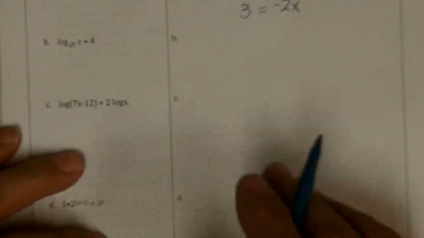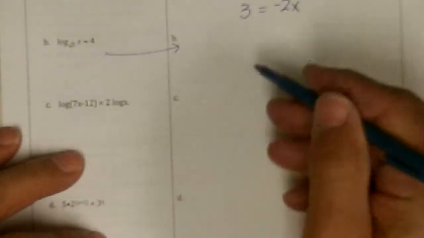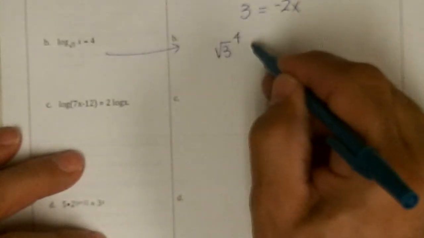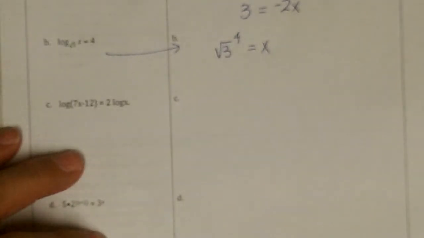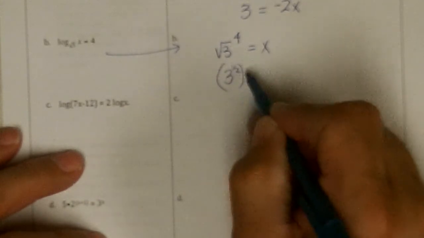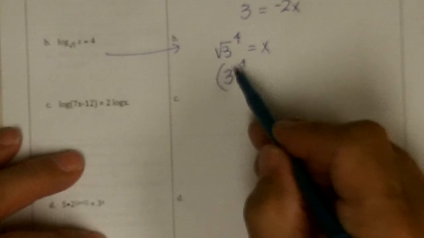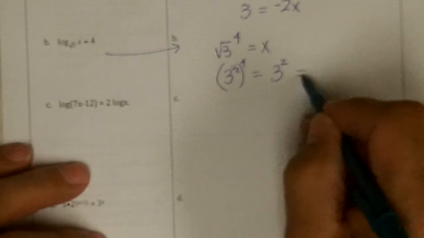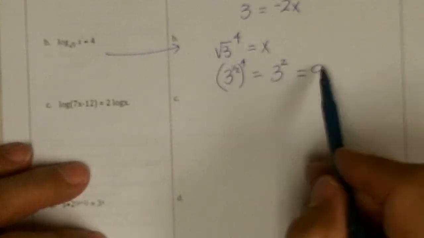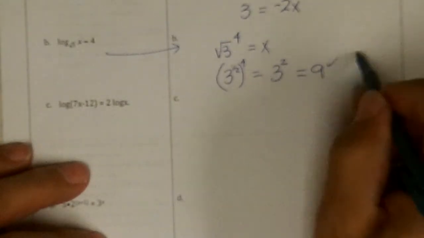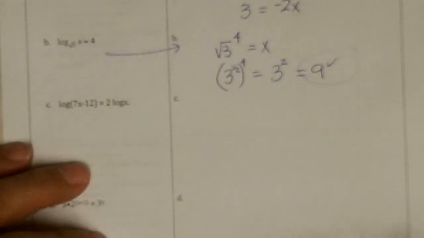Next one. Since the x is in the log, I convert it to a power equation. So this says the square root of 3 to the 4th is what x is. But the square root of 3 is 3 to the 1/2 power, and we're taking that to the 4th power. So half times 4 is 3 to the 2, which is 9. And 9 is positive, so we can use it. So I can check my answer. It does check, and so 9 is the correct answer for x.